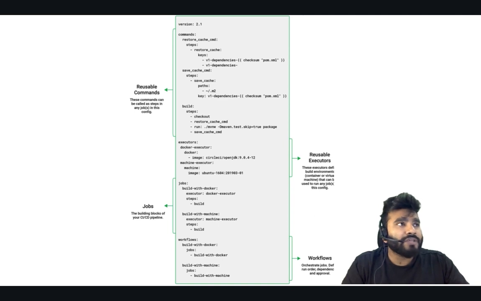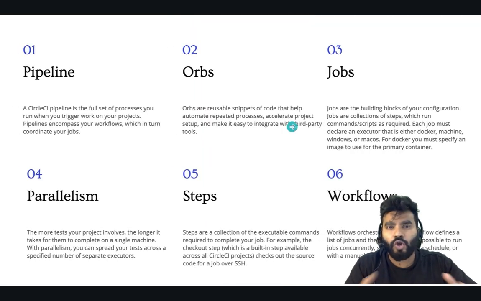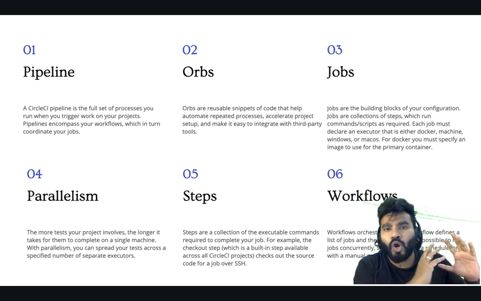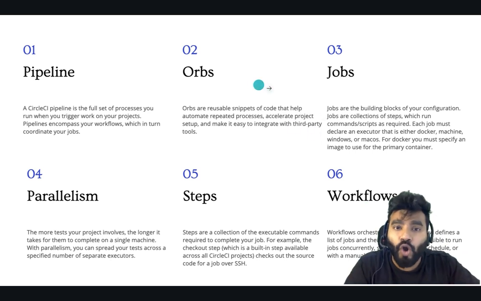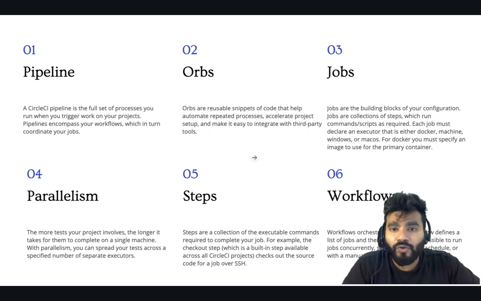Alright, that brings us to the last slide, which is the components of CircleCI. First we get started with the CircleCI pipeline, which is similar to a workflow or similar to your pipeline in Azure DevOps. Then you've got your orbs in CircleCI. Orbs are reusable snippets of code that help automate repeated processes, accelerate project setup, and make it easy to integrate with third-party tools as well.